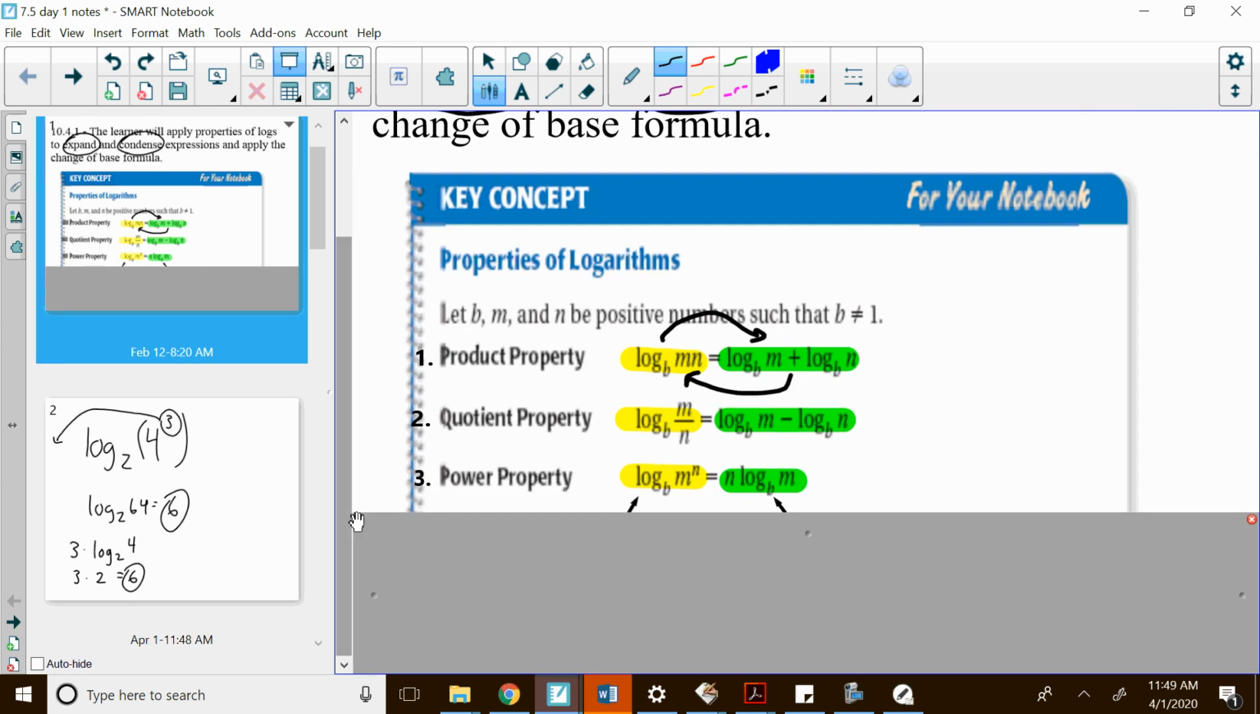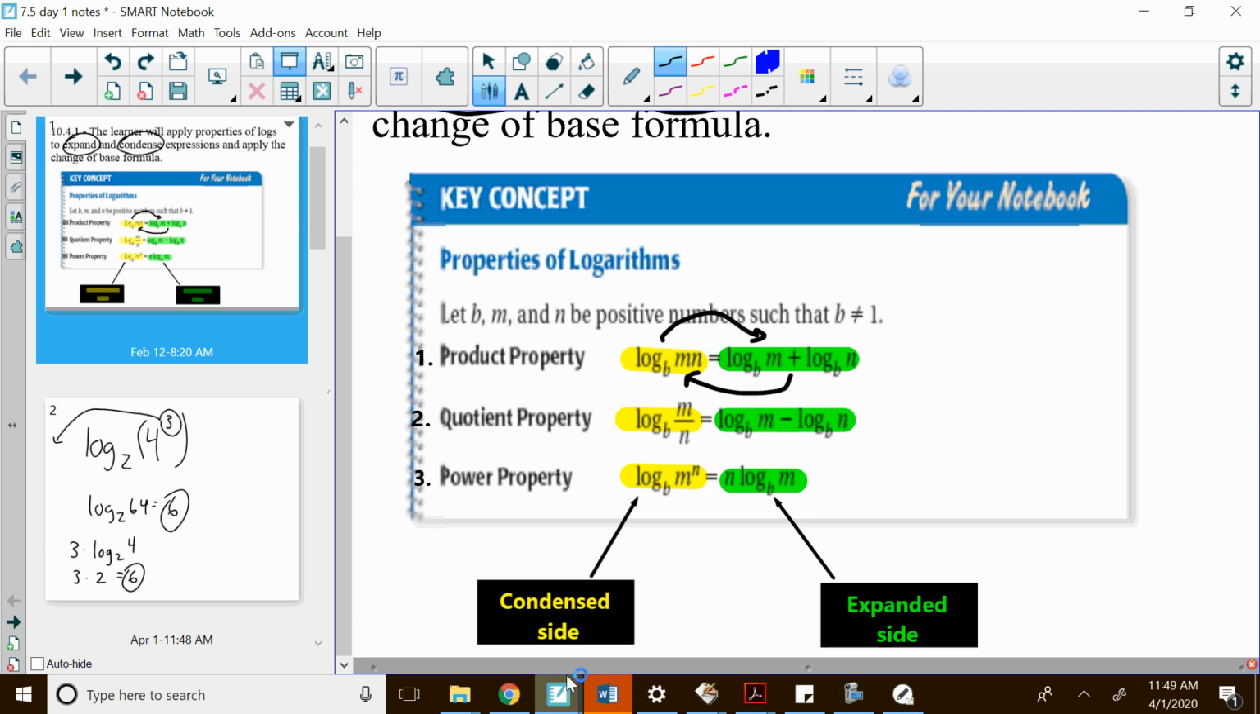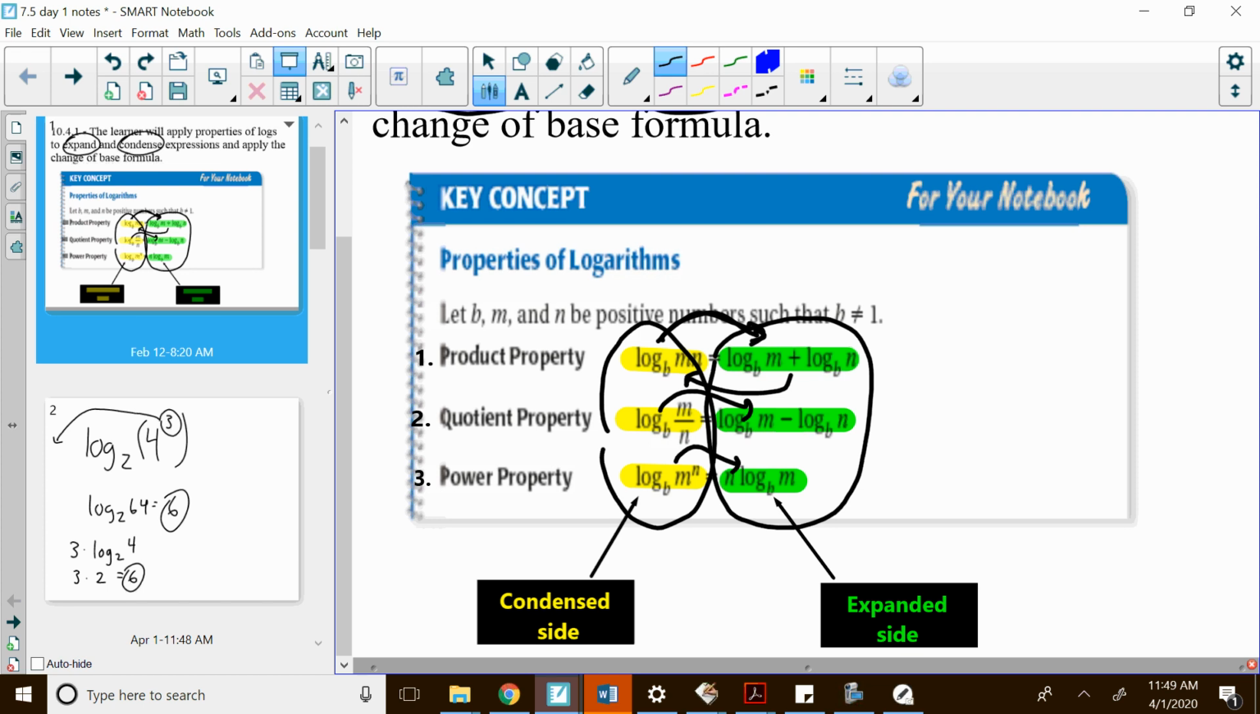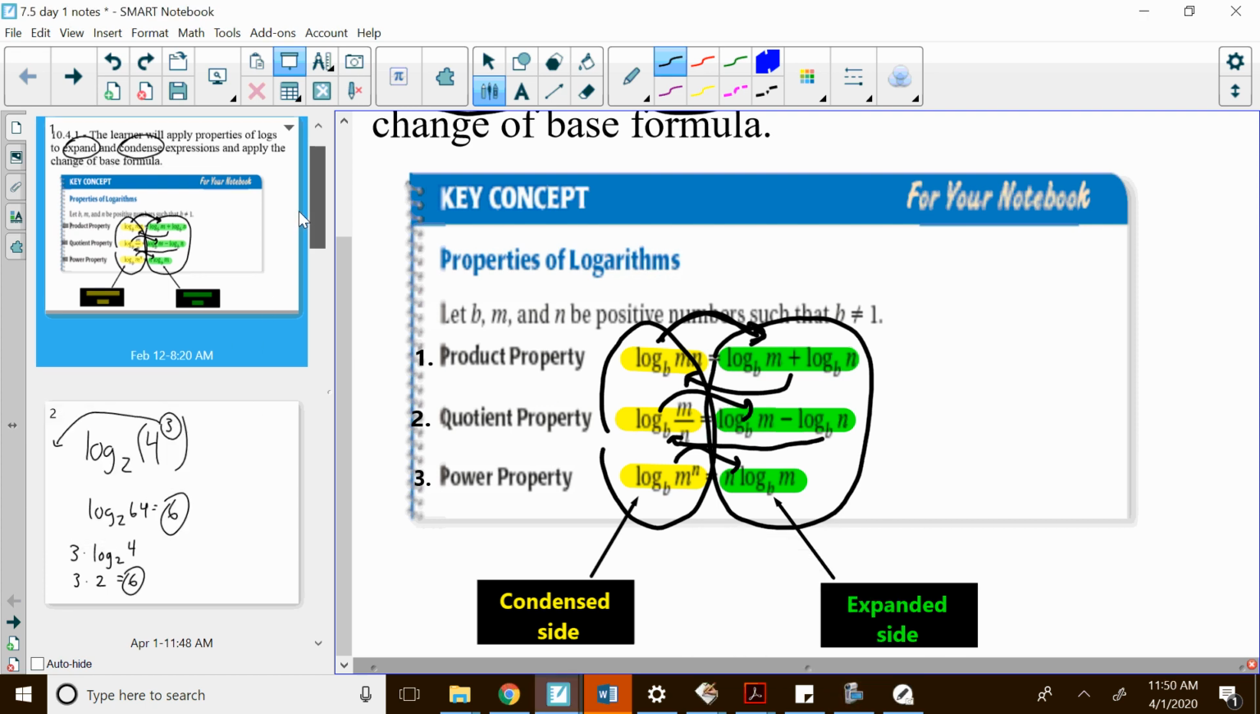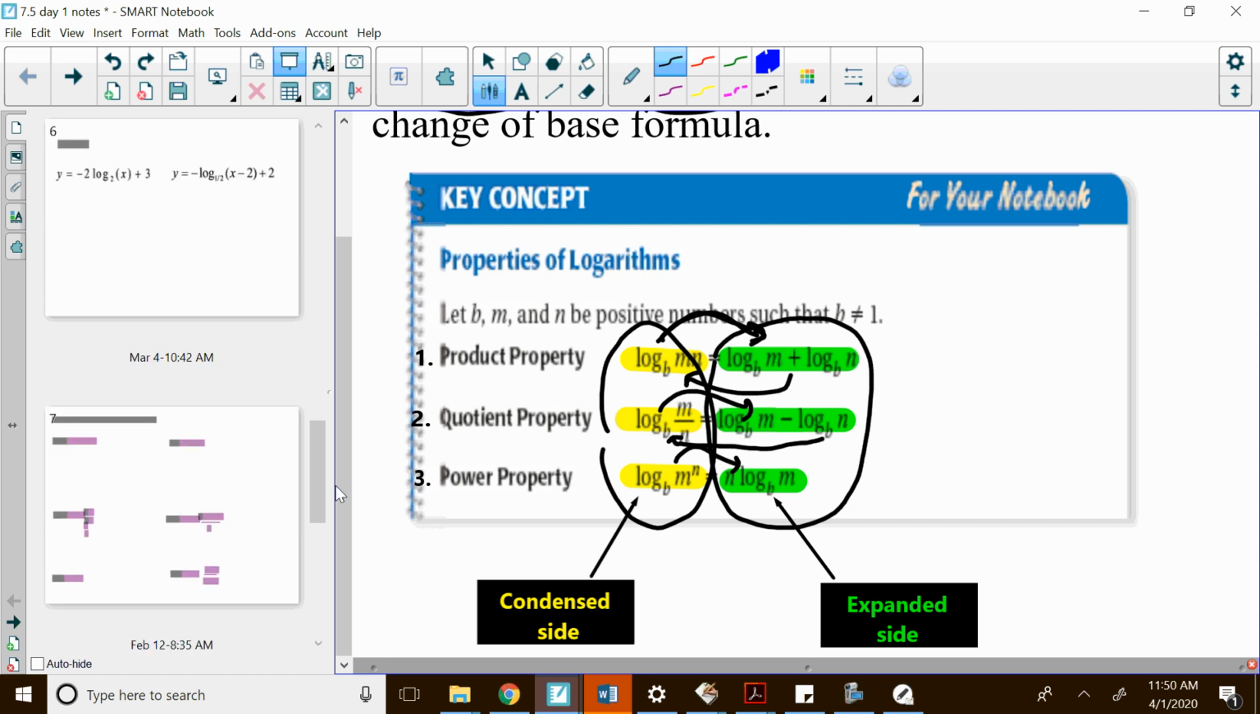And as I hinted in our product property, we have a condensed side here, and this green side is the expanded side. So if you go from yellow to green, you're expanding. If you have a green expression and you move back this way to yellow, you are doing what's called condensing. And we're going to practice doing both today. Here we go. Let's practice. Let's start with expanding.